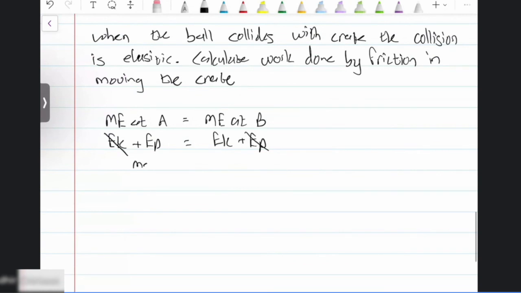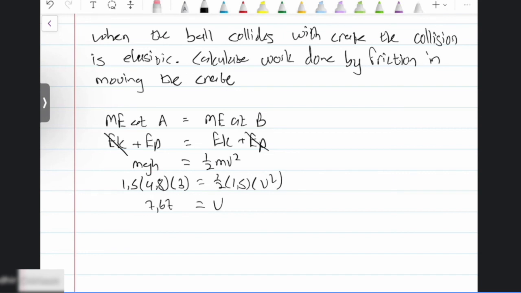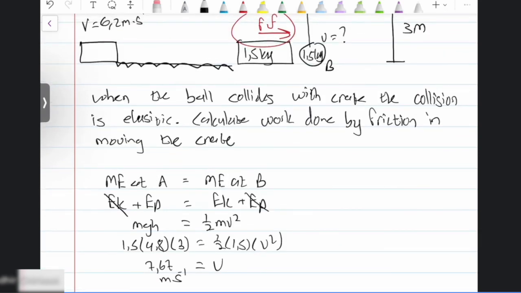So here we're going to say mass times gravity times height. Here we're going to say it's a half mv squared. Mass of 1.5, not that it matters. Height of 3, half of 1.5 times the v squared. Okay, 7.67. So I'm getting a velocity of 7.67 meters per second. So that's the velocity of this particular ball just before it collides with the crate.